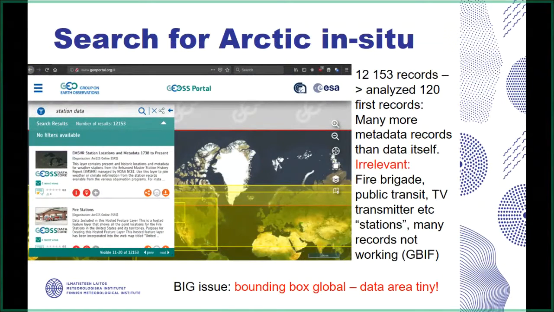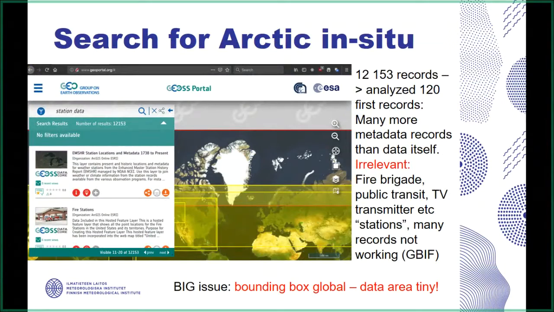And when you look at this, well, you can't read the records probably, but the one is a nice one from, I guess, NOAA's station list of weather stations. But then the next one was the fire brigade stations in the US. Well, not necessarily what I was looking for. And I did an analysis: there were 12,000 records, and I analyzed the first 120 to get 1%. And really there were quite a lot of these. There were also TV transmitter stations or public transit stations somewhere in the States usually. Thank you very much for putting them there.